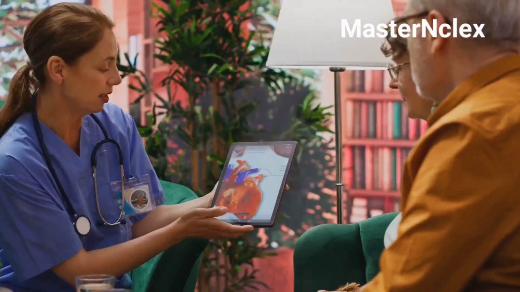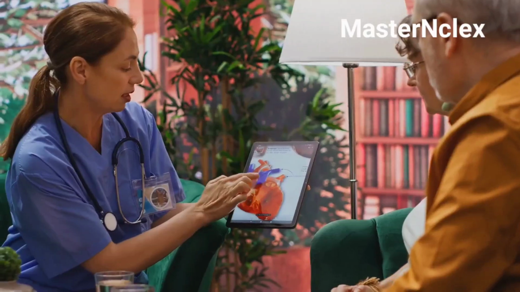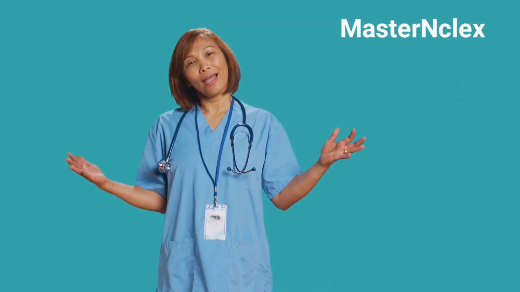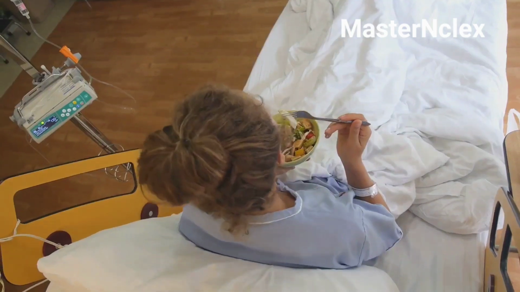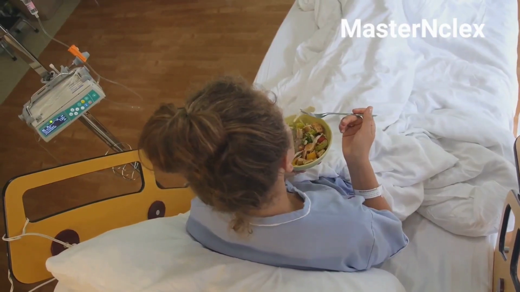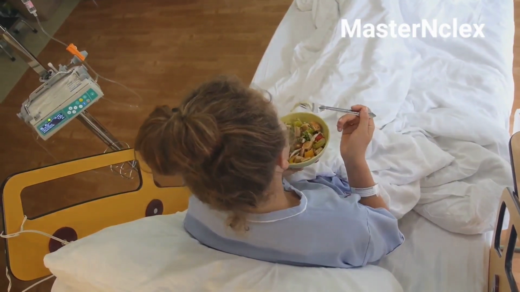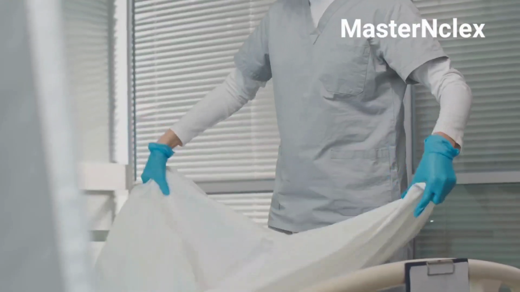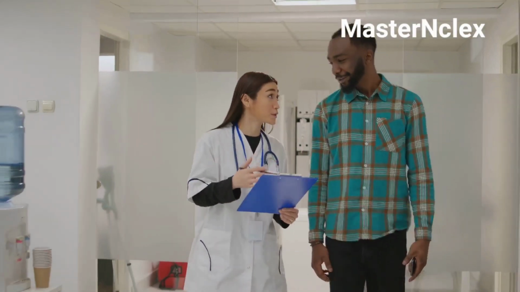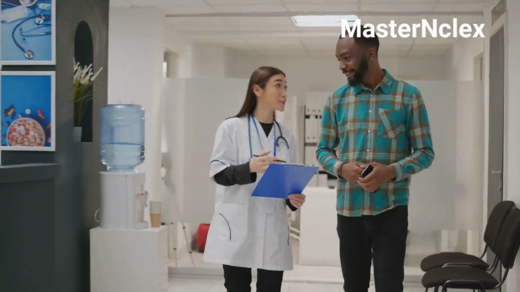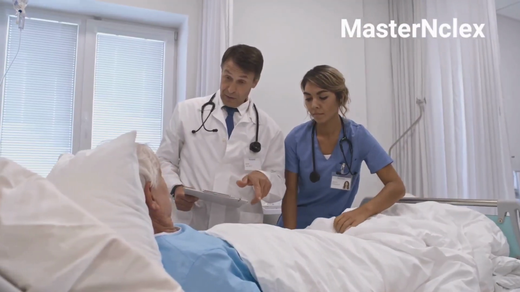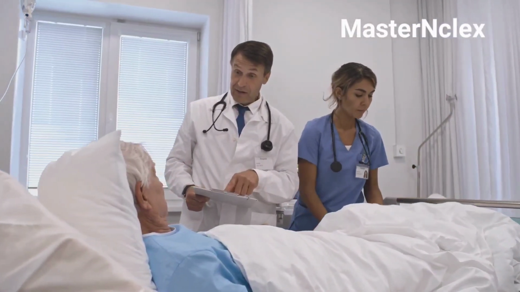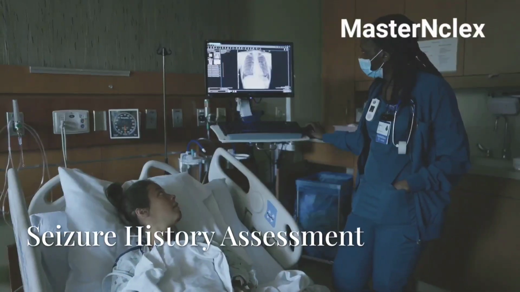A nurse is teaching a patient about managing gastroesophageal reflux disease, or GERD. Which statement indicates a need for further teaching? Is it A. I will eat smaller, more frequent meals. B. I can lie down immediately after eating. C. I should avoid foods that trigger my symptoms. Or D. I will elevate the head of my bed while sleeping. The answer is B. I can lie down immediately after eating. The rationale is that lying down after meals can exacerbate GERD symptoms and should be avoided.